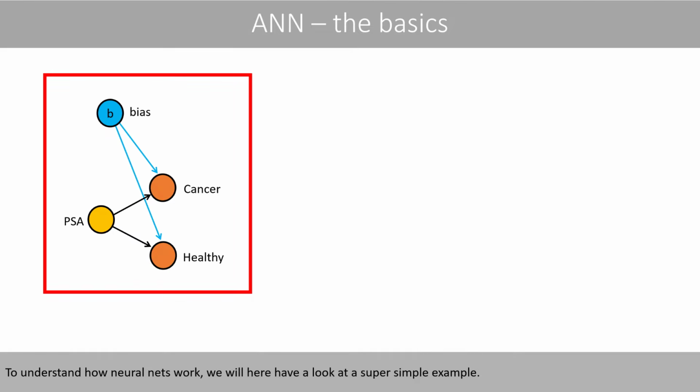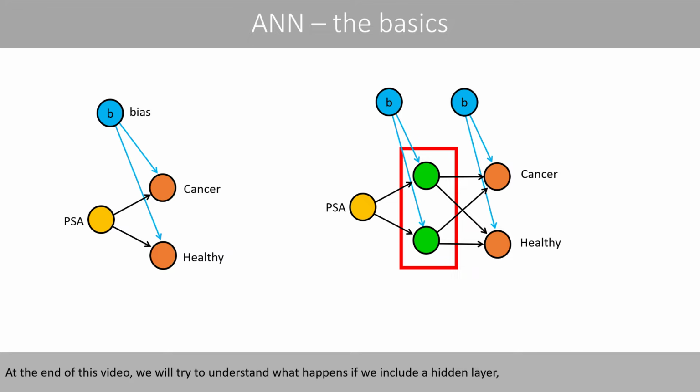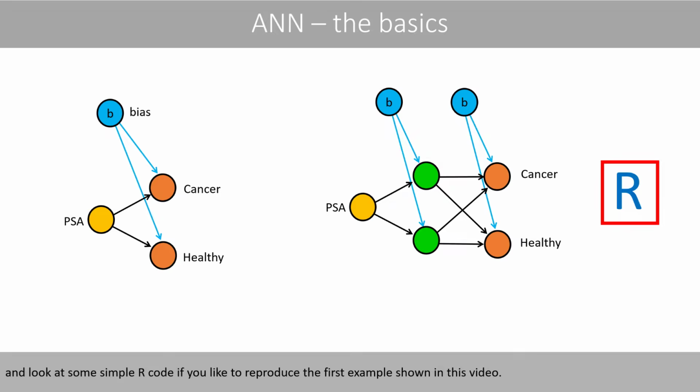To understand how neural nets work, we will here have a look at a super simple example. At the end of this video, we will try to understand what happens if we include a hidden layer, and look at some simple R code if we like to reproduce the first example shown in this video.